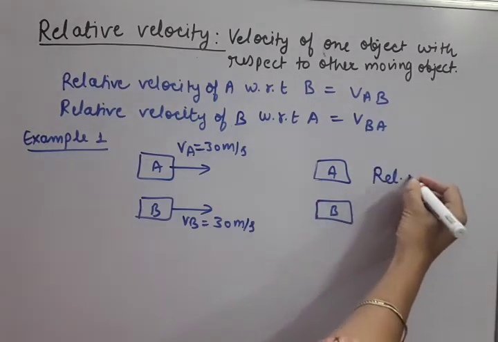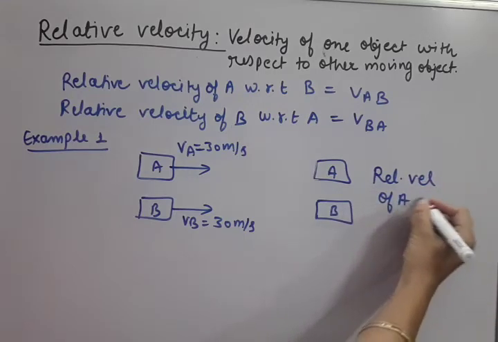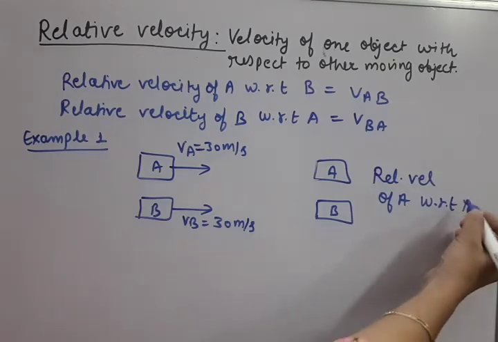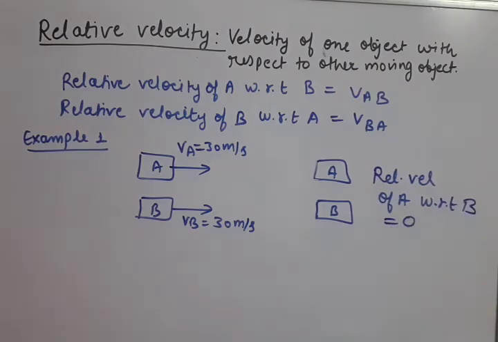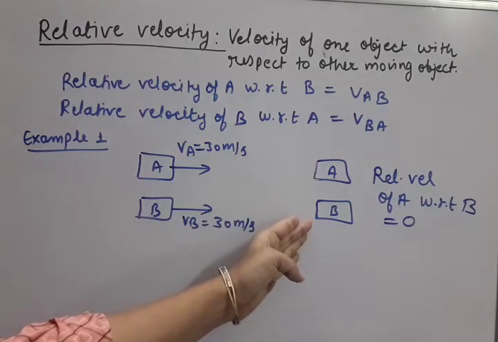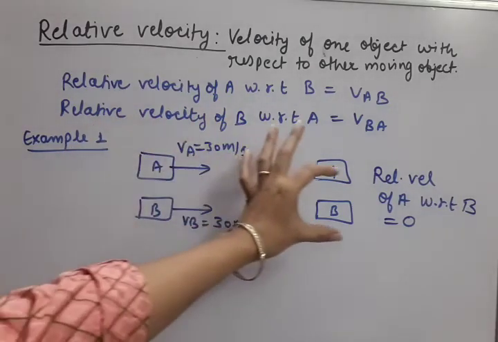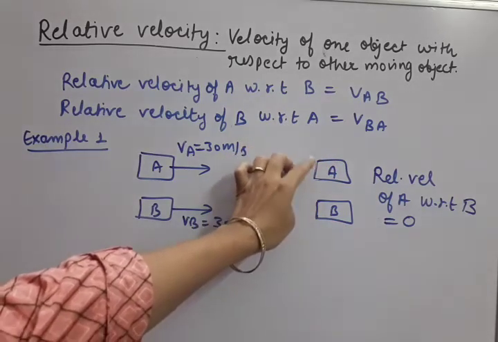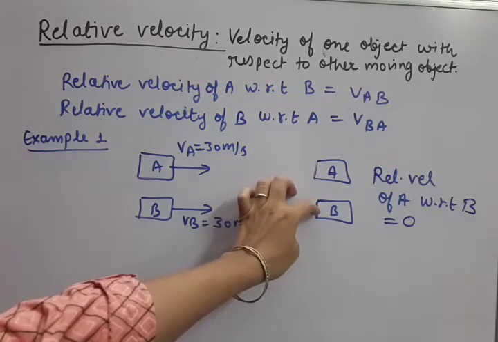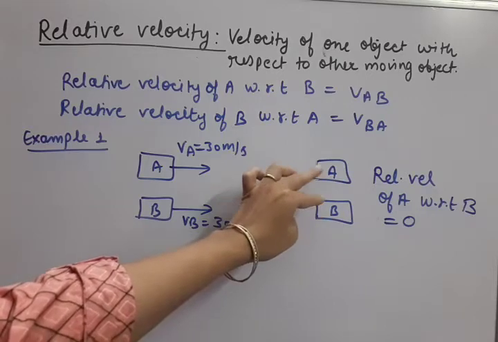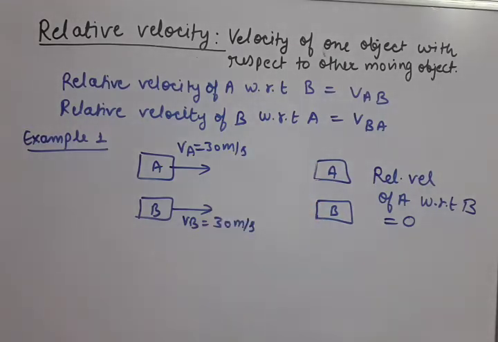So the relative velocity of A with respect to B is now 0 in this example, because they are at rest with respect to each other. Clear? Because both the objects were moving with the same speed in the same direction, they are actually together all the time. They are moving, but they are facing each other always. They are looking at each other always. That means their relative velocity with respect to each other is 0.